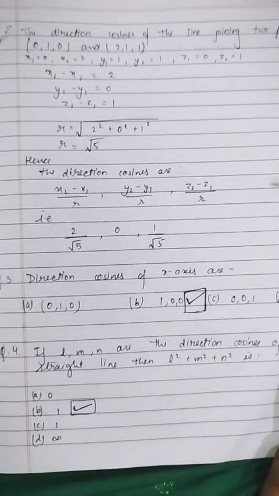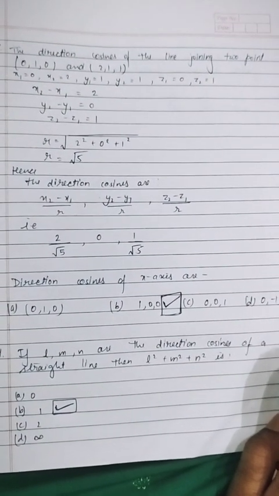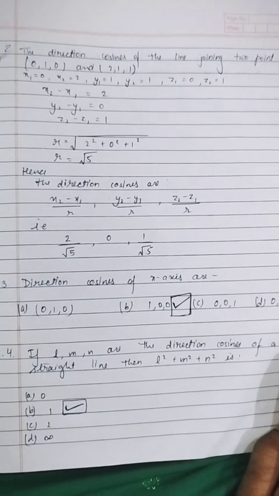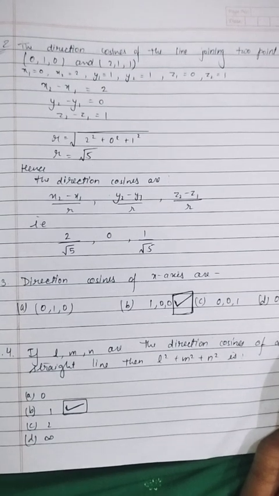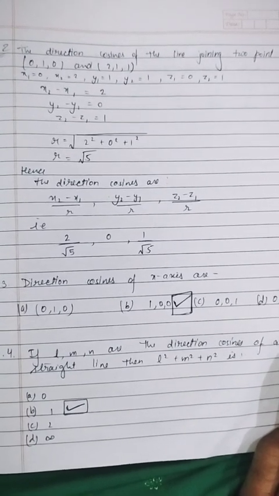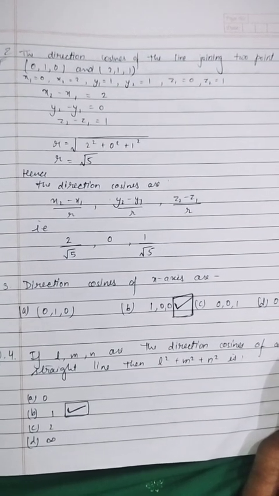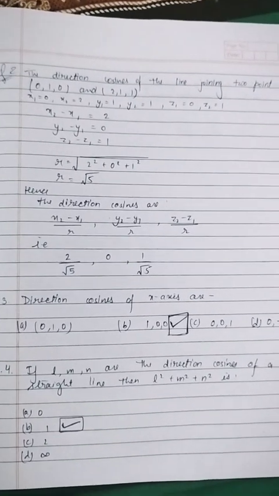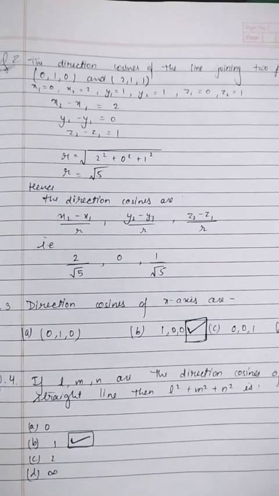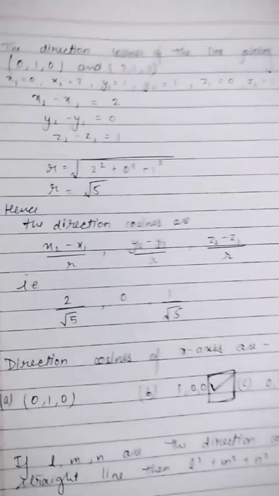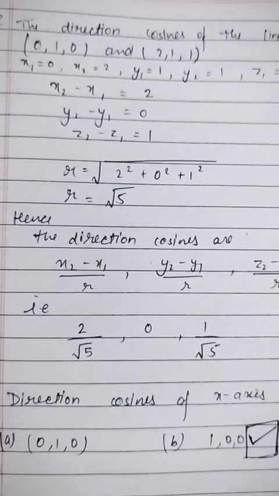Now come to problem number 2. Here we need the direction cosines of the line joining 2 points, whose coordinates are given as (0, 1, 0) and (2, 1, 1). Here x1 is 0, x2 is 2, y1 is 1 and y2 is 1, z1 is 0 and z2 is 1. So x2 minus x1 gives us 2, y2 minus y1 is equal to 0, and z2 minus z1 is equal to 1.